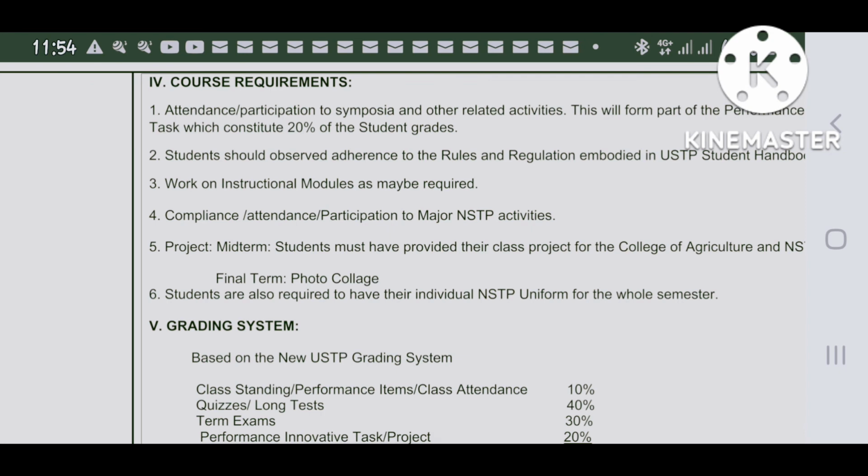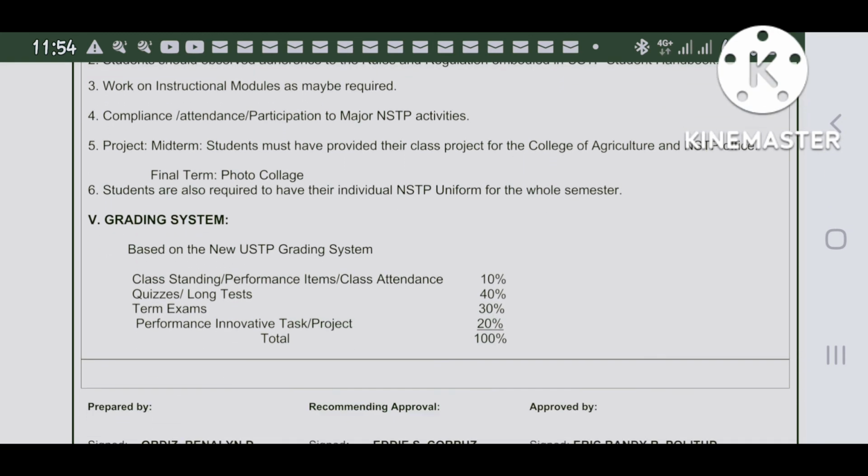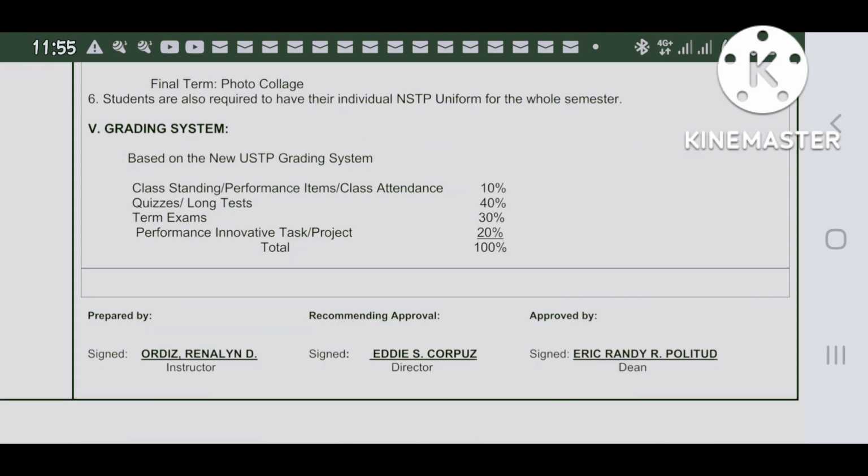Now for your project for midterm, you must provide your class project for the College of Agriculture and for the NSTP office. And for your final term, you're going to submit a photo collage. Now you will also be required to have your individual NSTP uniform for the whole semester. Now let's proceed to our grading system. Now this grading system is based on our new USTP grading system. Now class standing, that includes also performance items and class attendance, accounts for 10%, quizzes and long tests account for 40%, term exams 30%, performance innovative tasks and project is 20%, a total of 100%.